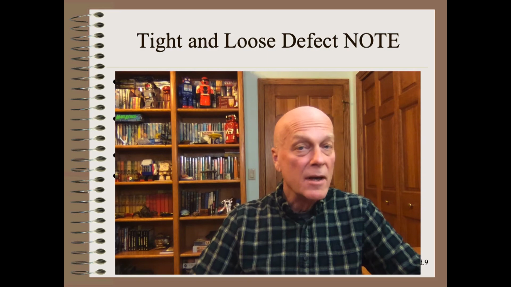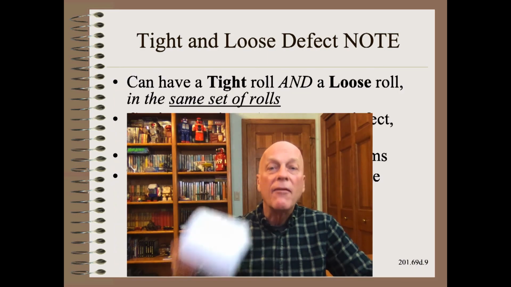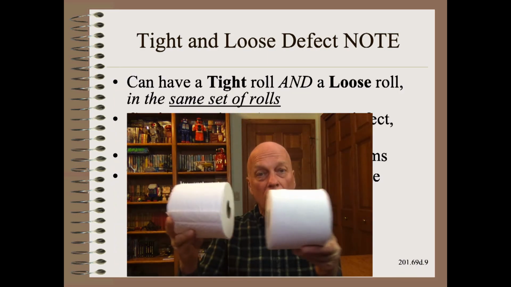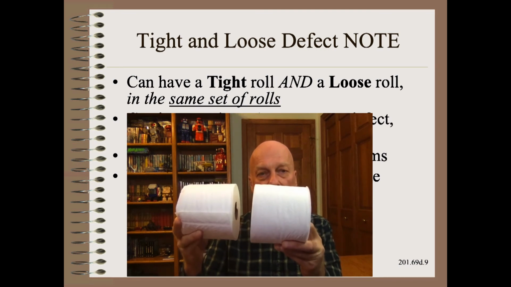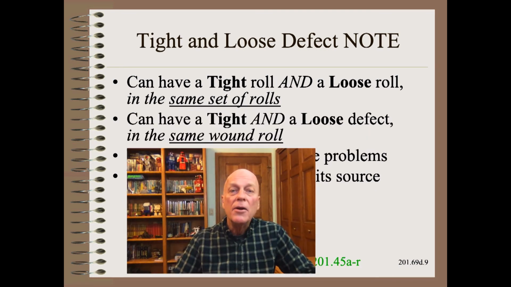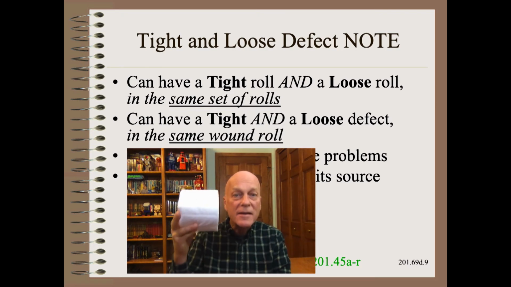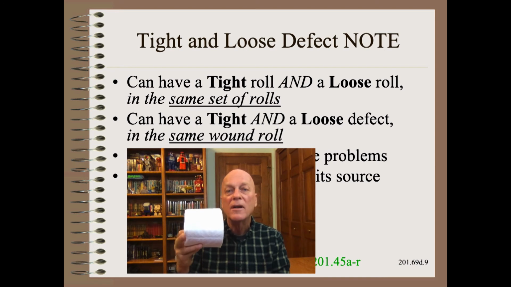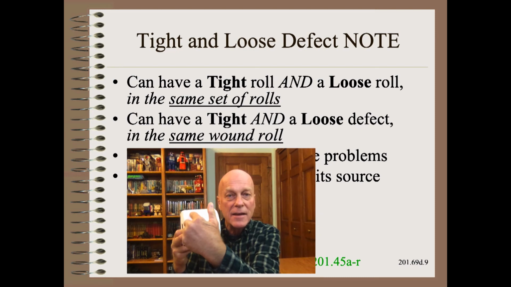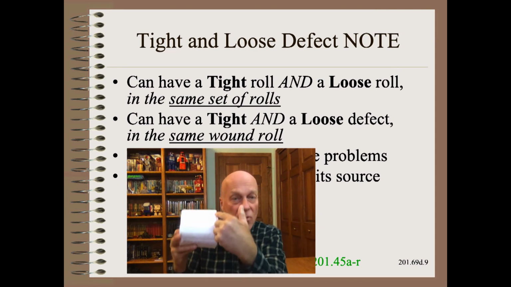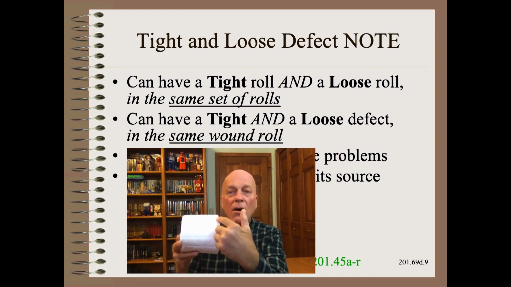The executive summary is this. You can have a tight roll and a loose roll in the same set of rolls. Also, you can have a tight defect and a loose defect in the same wound roll. For example, one end could have bagginess caused by excessive tightness, while the other end of the same roll could have starring caused by excessive looseness. And all of this is caused by the variation of thickness profile from upstream.